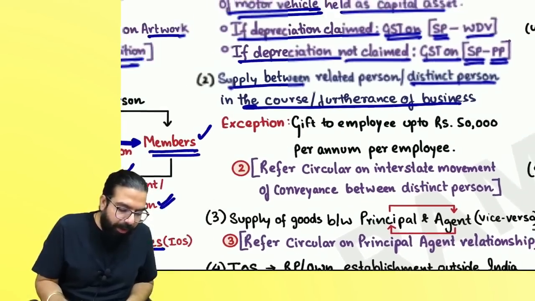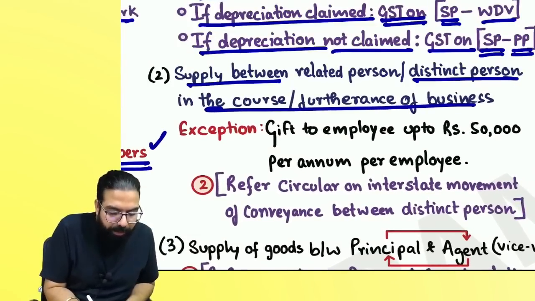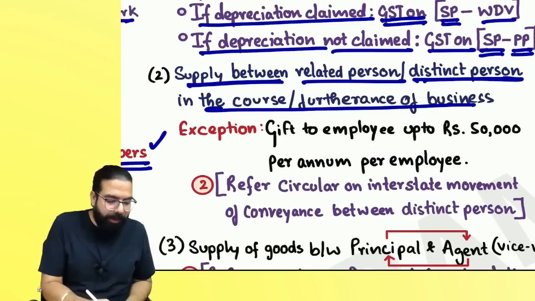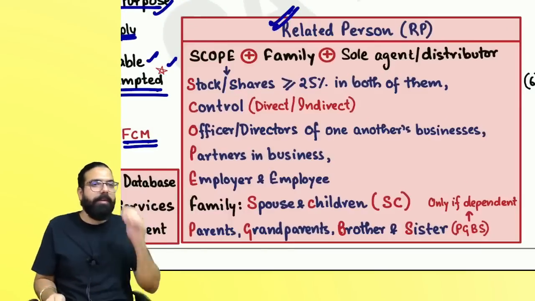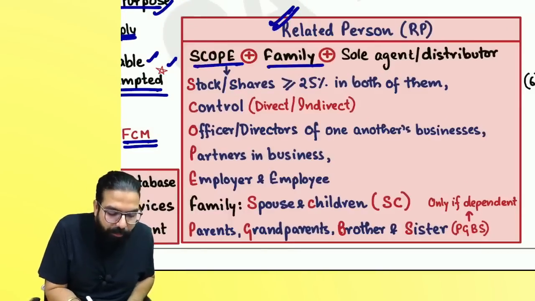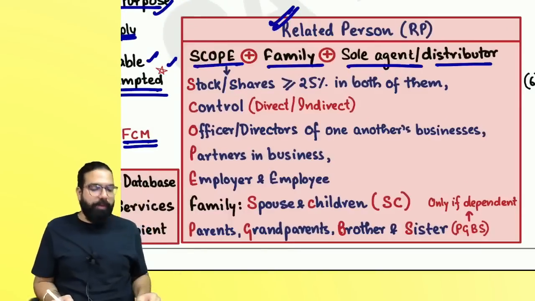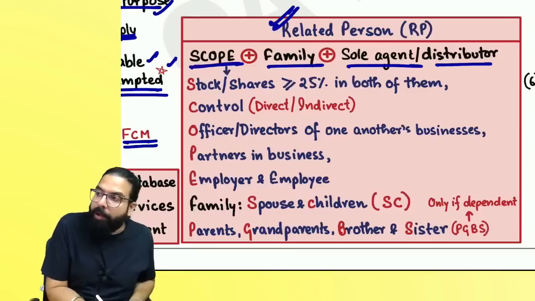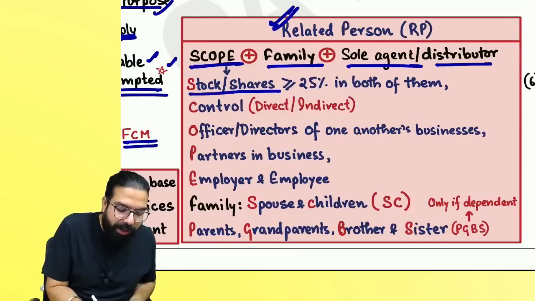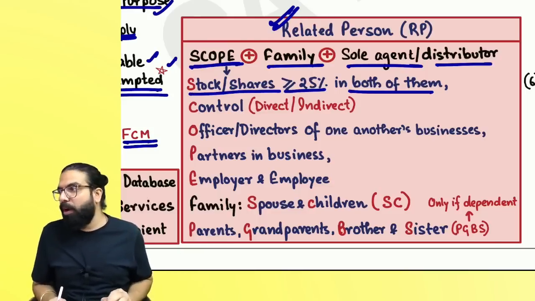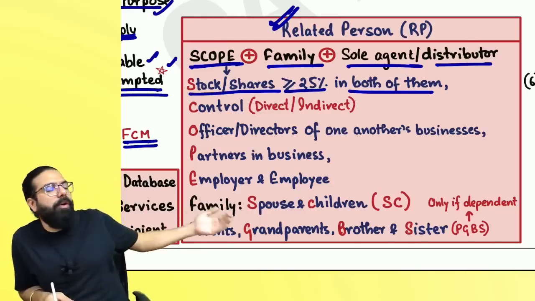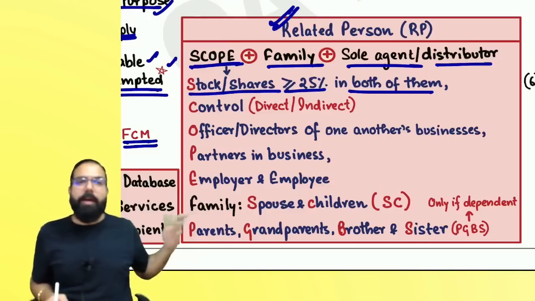Everyone over here, remember one thing, the next one is supply between related persons or distinct persons in the course or furtherance of business. You will go ahead and tell me, what do you mean by related person, everyone? Related person: SCOPE plus family plus sole agent or distributor. Sir, what do you mean by SCOPE? SCOPE means S for stock or shares greater than or equal to 25% in both of them. C for control. A Limited controlling B or B Limited controlling A. So both are related persons.